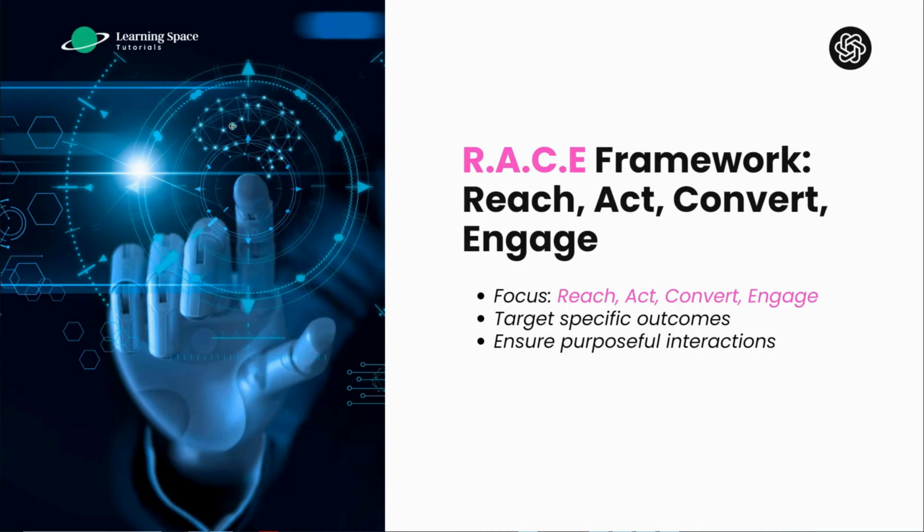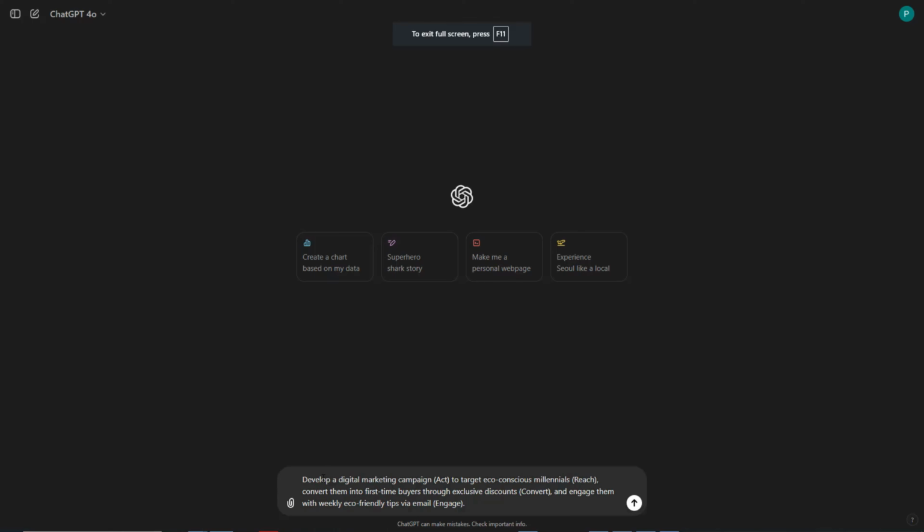Next is the RACE framework. The RACE framework is perfect for structuring prompts related to marketing or customer engagement. So it stands for reach, act, convert, and engage. Let's look at a scenario where you are a marketing manager launching a new eco-friendly product. I have a prompt which says: develop a digital marketing campaign to target eco-conscious millennials, convert them into first-time buyers through exclusive discounts, and engage them with weekly eco-friendly tips via email.